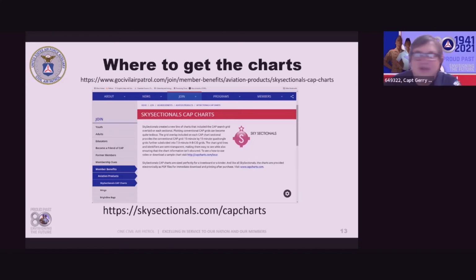So as I said, they're for a fee at this address. And again, if you look at this at the top, when you join under member benefits, it allows us to have that CAP. I guess the CAP charts looking at it.